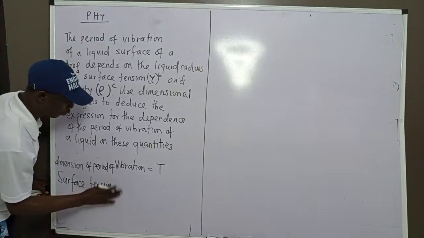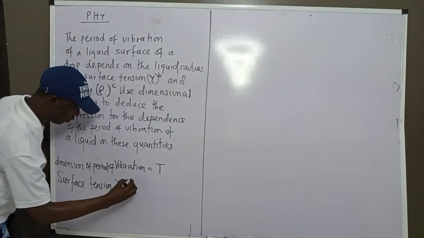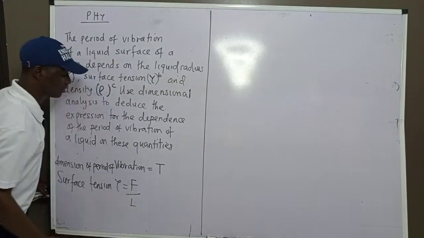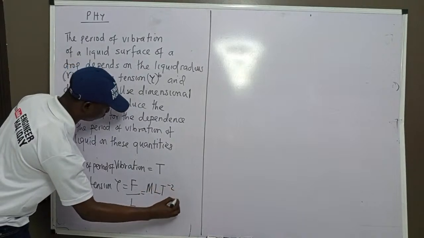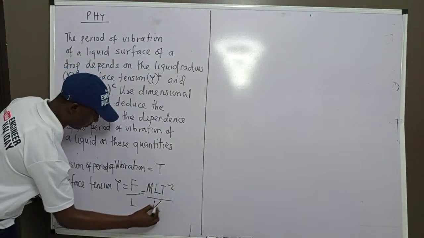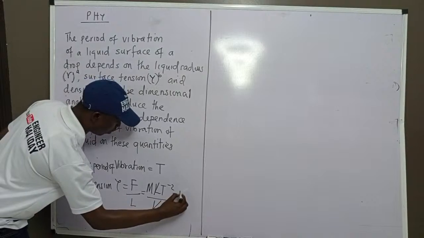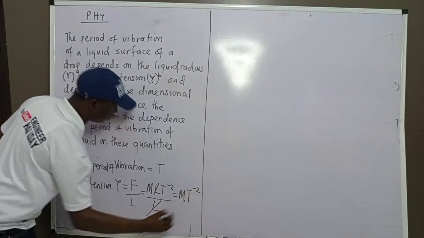Surface tension is lambda. What is the dimension? The normal is force over length. That is the surface tension formula. Force is M L T minus 2. The length is L. So we cancel L. What we have is M T minus 2.